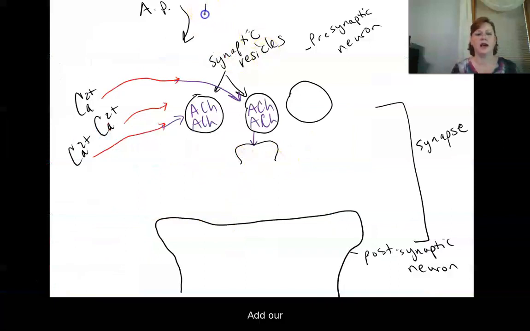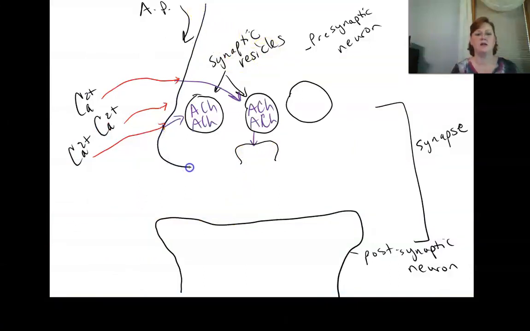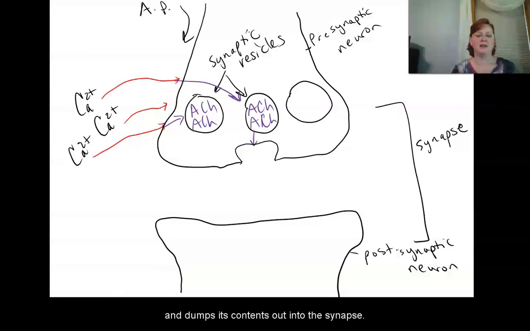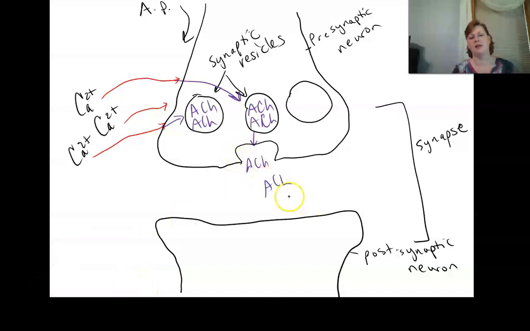We'll just add our synapse back in here. So what happens is this vesicle fuses with that membrane and dumps its contents out into the synapse. So in this case, I'm dumping ACH.